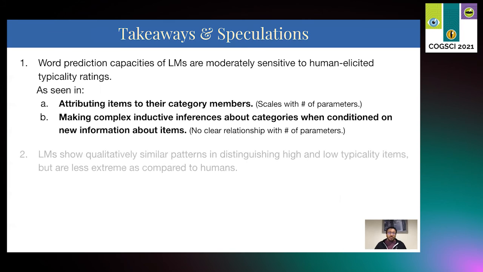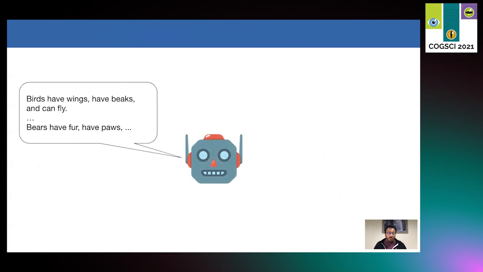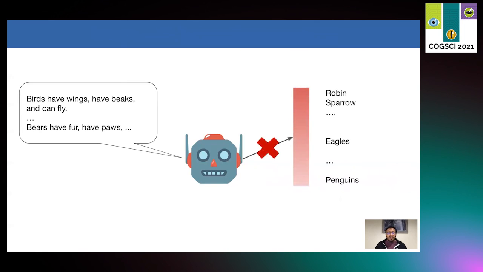However, in both setups, we do find that LMs are qualitatively similar to humans in distinguishing high and low typicality items, but their behavior in this aspect is less extreme as compared to humans. So while it is impressive that these models do capture commonly known properties of concepts, our results suggest that they're unable to reliably use them to reflect complex categorical structure, which is largely graded in nature as found in much of research in cognitive science.